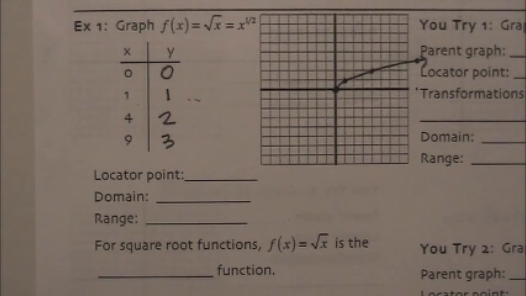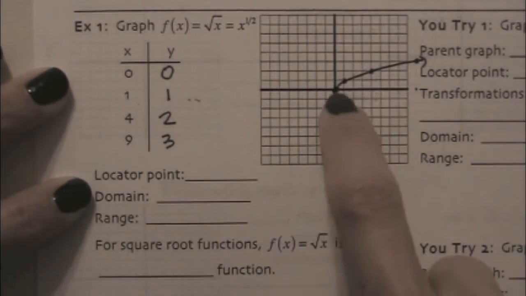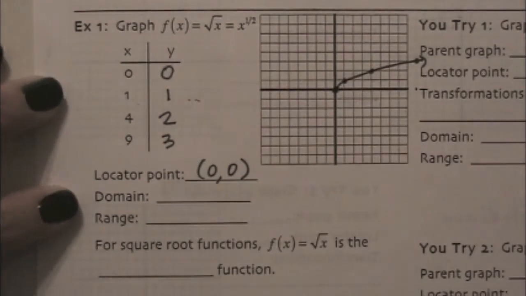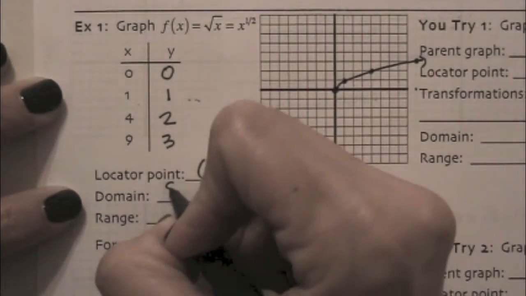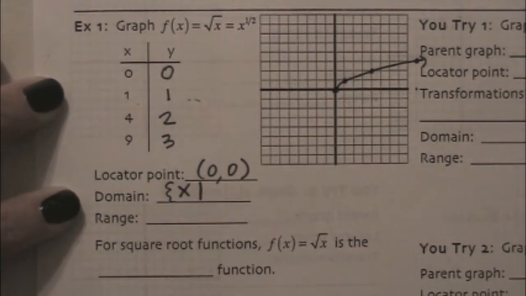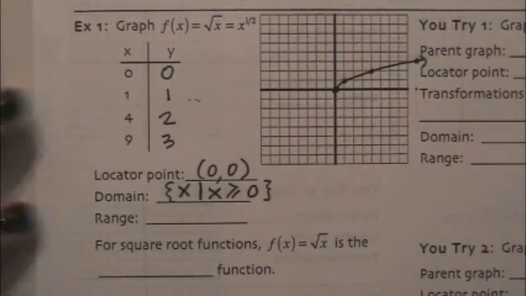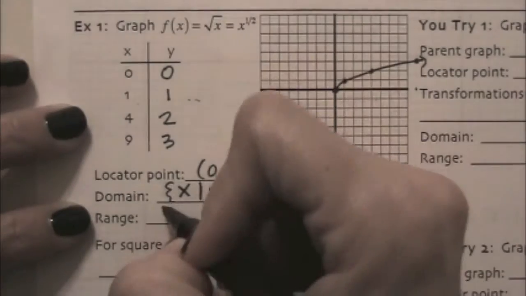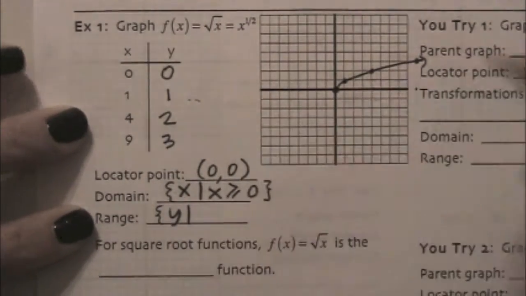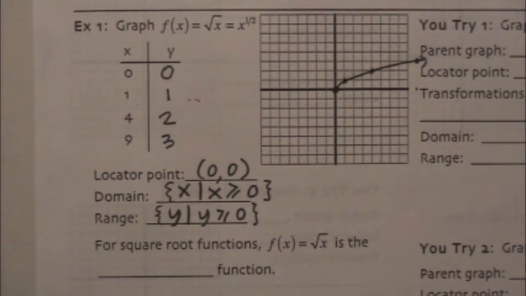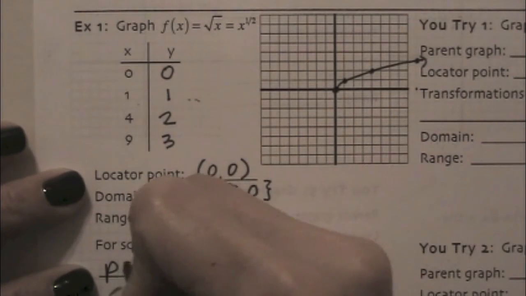And on this note page it says locator point. That's going to be the 0, 0. Your domain for this function is x such that x is greater or equal to 0, and our range, y such that y is also greater or equal to 0. And it says for square root functions, the square root of x is the parent function.